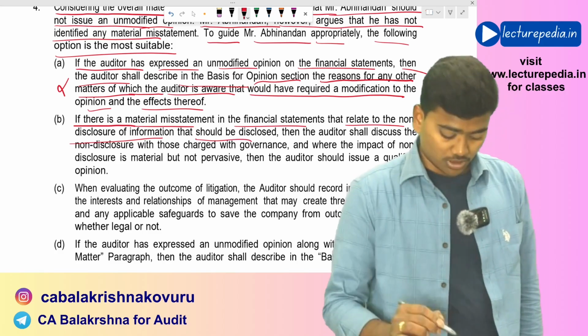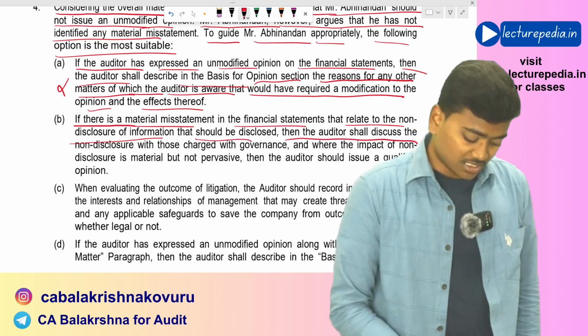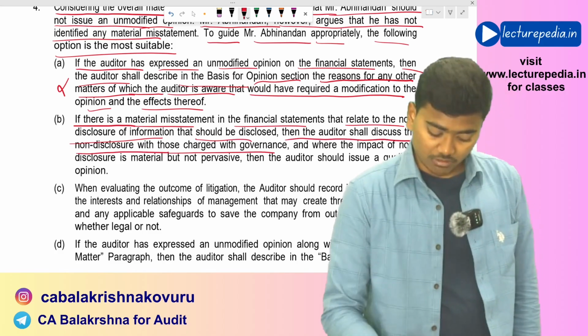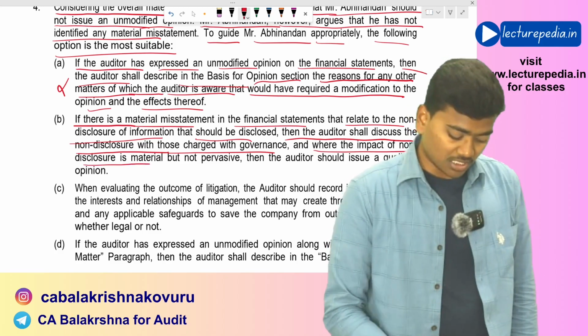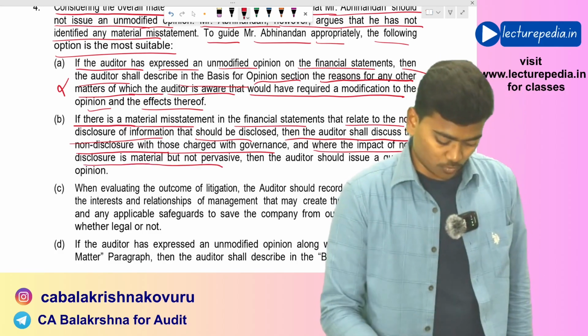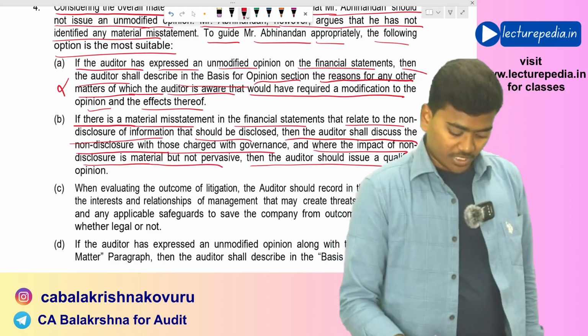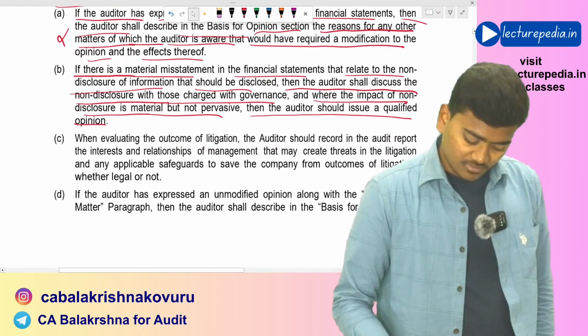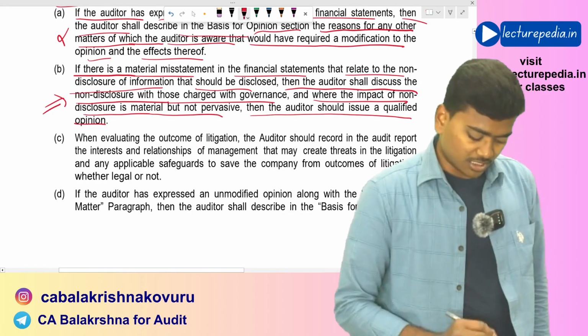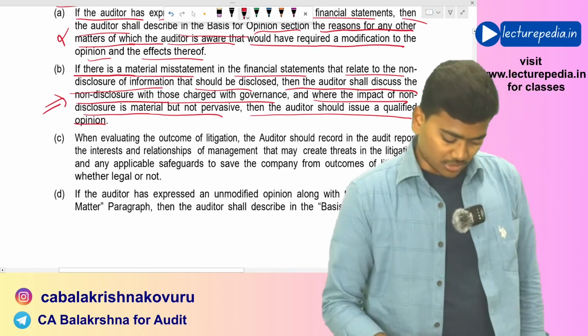Next, if there is a material misstatement in the financial statement that relates to non-disclosure of information that should be disclosed, then the auditor shall discuss the non-disclosure with those charged with governance, and where the impact of non-disclosure is material but not pervasive, then the auditor should issue a qualified opinion. What the statement is saying is correct only.